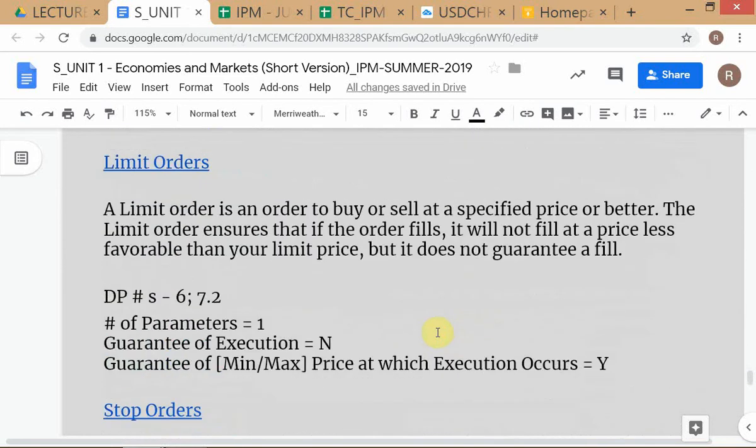And therefore, in comparison, in a limit order, there is one parameter. Is that clear? There's one parameter, the limit price, because you're telling the system to buy at a designated price, so you have to tell the system the limit price.